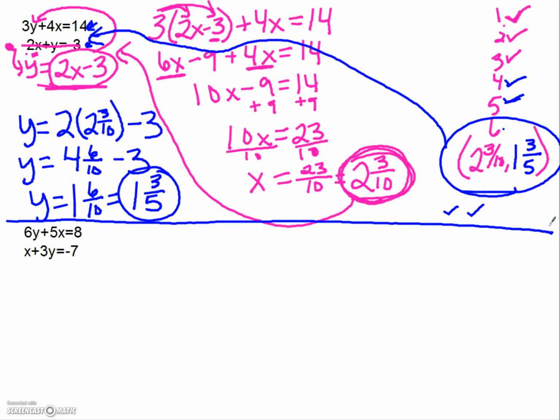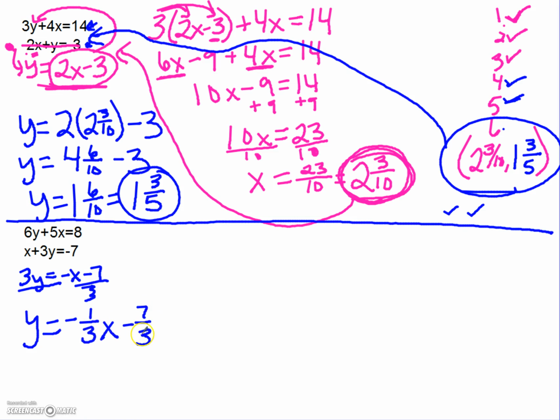Okay, all right. So let's go to another example. Okay, I'm just going to choose to do this bottom one, getting it to y equals. Okay, so I'm going to move my x over, leaving me with 3y equals negative x minus 7. And then dividing by 3 on both sides will leave me y equals negative 1/3 x minus 7/3, which looks awful, but that's all right.